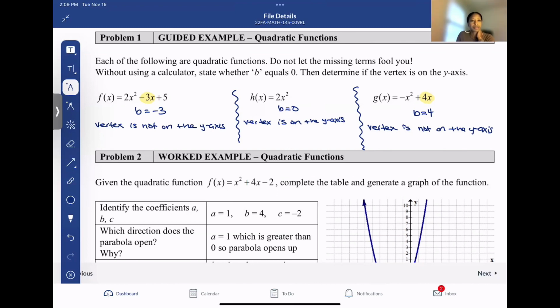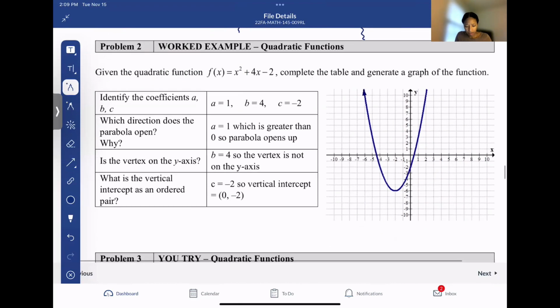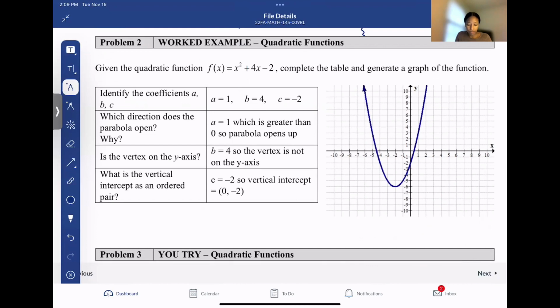All right. Now that we have that down, remember, as always, you guys can jump in with any questions you might have. Problem 2 is worked out for us, but we're going to just look at this really quickly. We're going to be given a quadratic function. We want to identify the values of a, b, and c. So that's the coefficients of each term. And then from there, we want to determine, does our parabola open upward or downward? Is the vertex on the y-axis? And then what is the vertical or y-intercept?